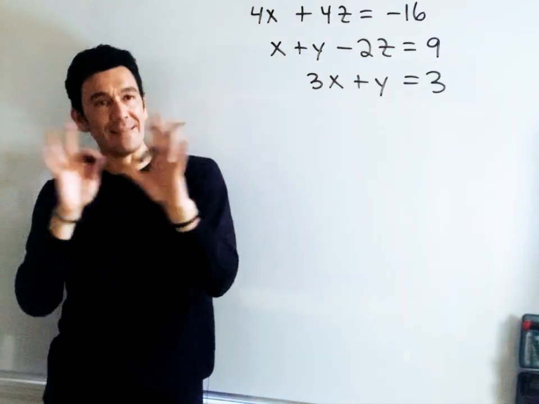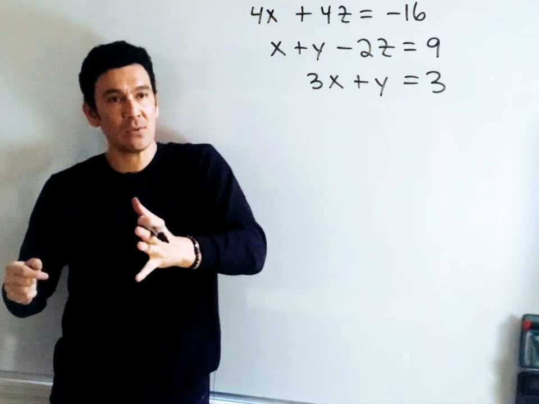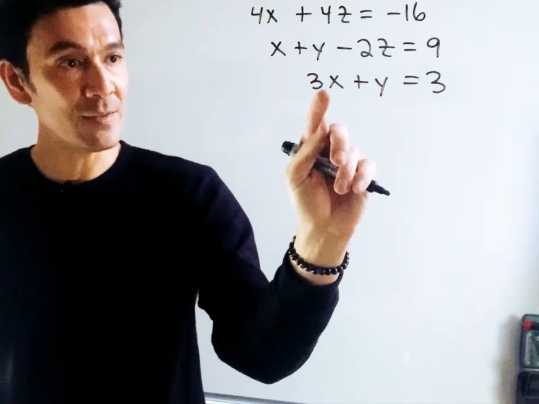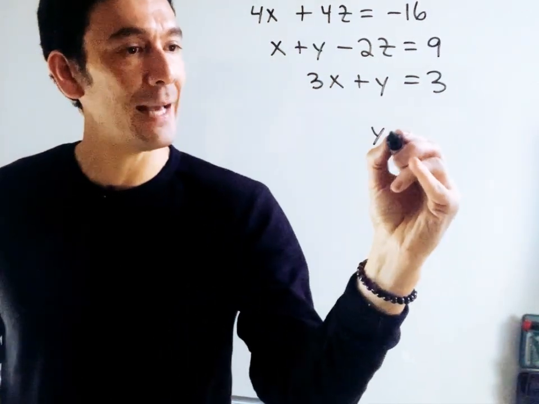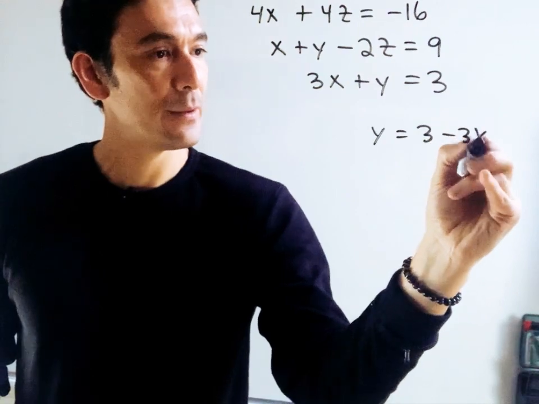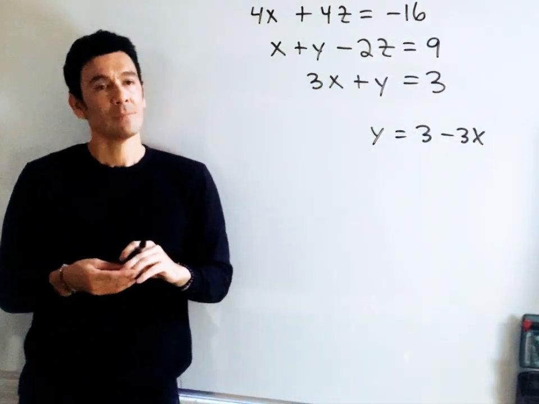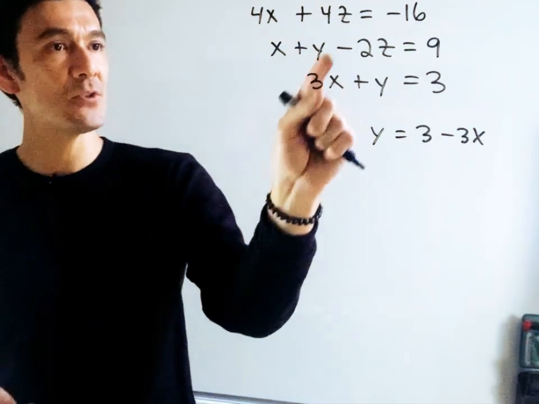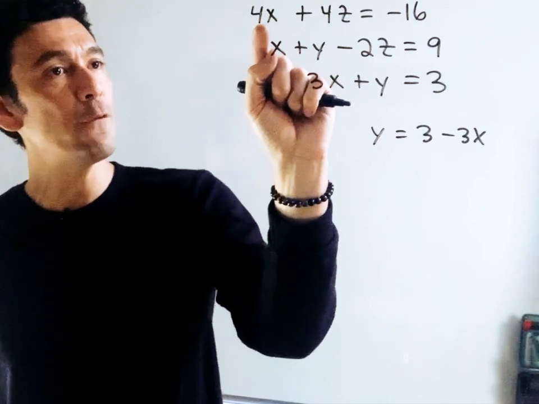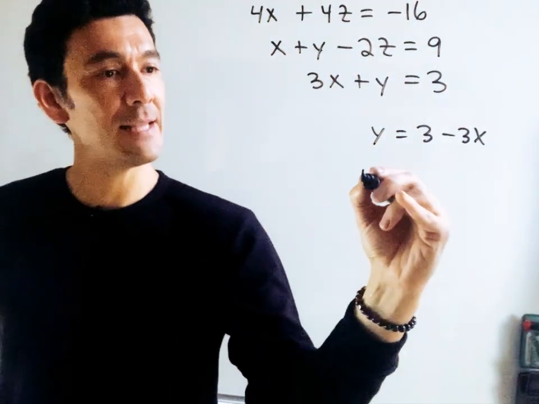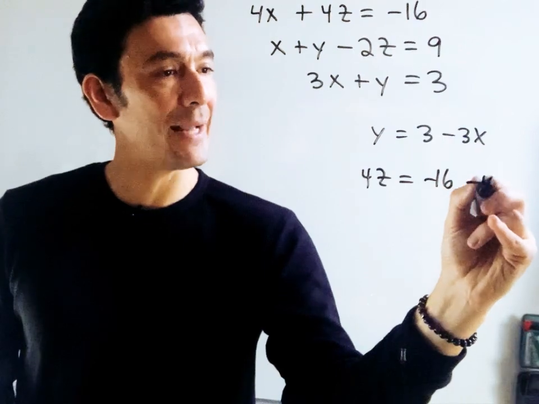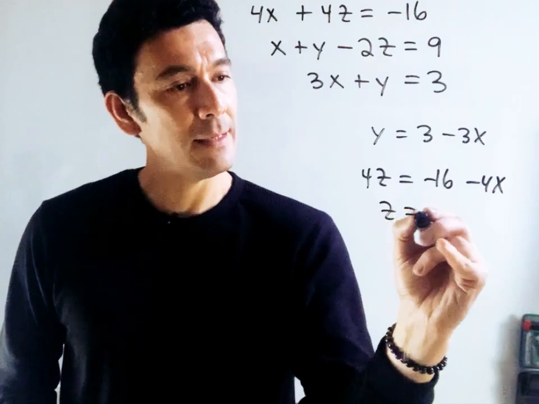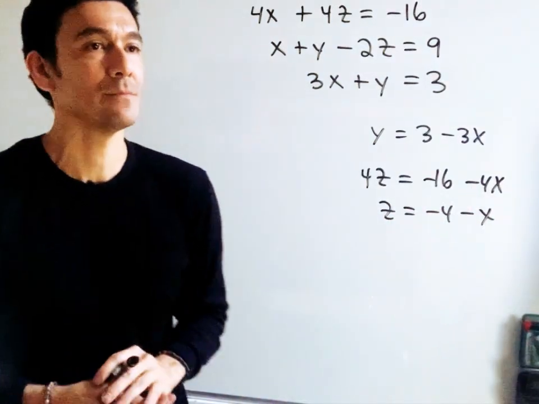So why don't we rewrite this entire system in terms of x? Here's what I mean by that. Look at the bottom equation, get y alone. So let's move this to this side. So that'll say y equals 3 minus 3x. Look at the top equation, get it in terms of x. So why don't you solve for z? So why don't we move the 4x to this side first? So that tells us that 4z equals negative 16 minus 4x. Let's divide everything by 4 so that z equals negative 4 minus x.